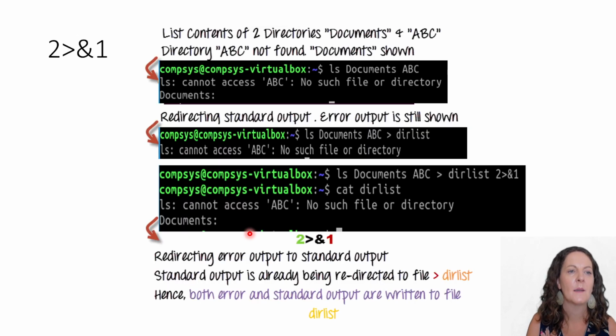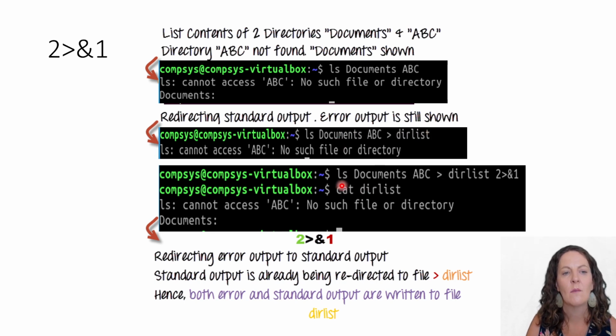Some examples there. List the contents of 2 directories, documents and ABC. So the first one, ABC, didn't exist, and documents did. I don't need to see that, so I'm going to redirect the documents part. So list out documents and ABC, but if there's any errors, then send them into a dir list. Or rather, the standard output will be redirected into dir list. So now it's just the error.